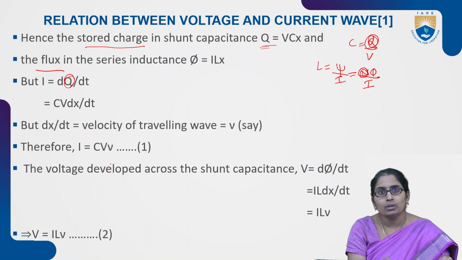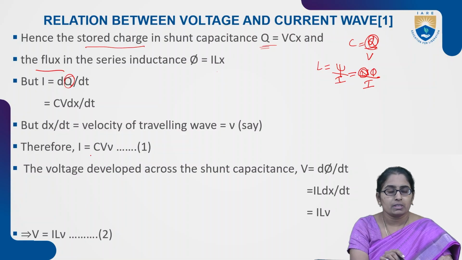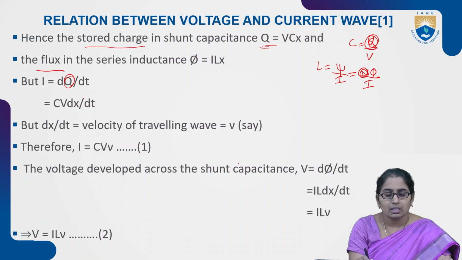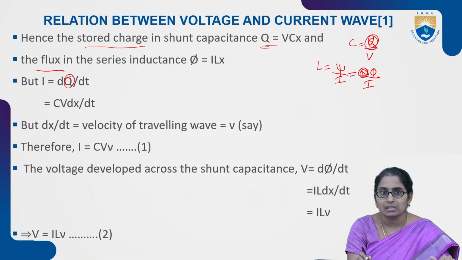Now write down the voltage. From the basic definition, previously we know that current is nothing but dq by dt, in terms of charge. Similarly, in the same manner, consider the voltage. From the basic definition, we have the expression for voltage in terms of flux: d psi by dt, the rate of change of magnetic flux linkages.